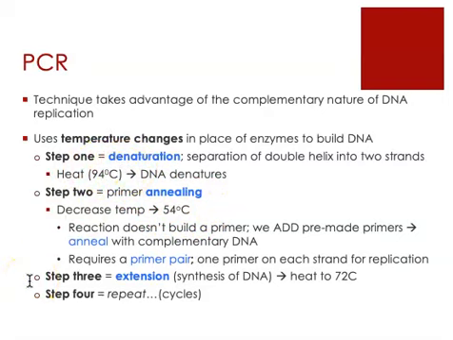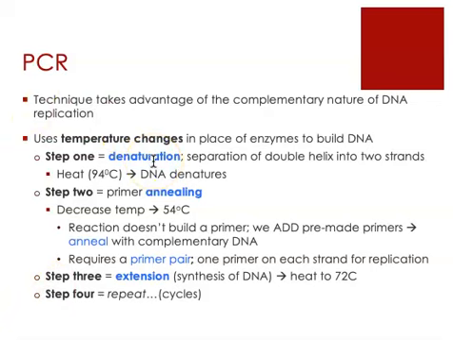Step 3 in the PCR is called extension. We raise the temperature to about 72 degrees centigrade, and that happens to be the temperature that Taq polymerase functions optimally at. So 72 centigrade is the optimal temperature for Taq polymerase to build new DNA. We allow that extension phase to go on for a little while, and then we repeat the process.